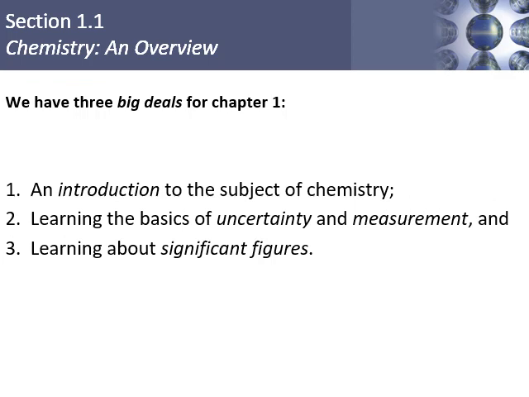Okay, so for Chapter 1, there are more things than this, but mainly we're going to be looking at just an introduction to chemistry in general, and then also uncertainty and measurement, and also sig figs. So those are the three big things we're going to be doing. We'll also talk about mass, volume, density, and temperature and the different temperature scales. Next slide.